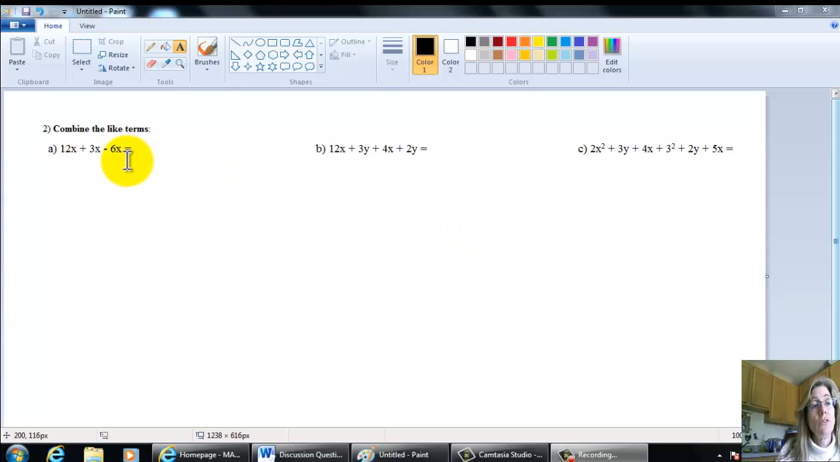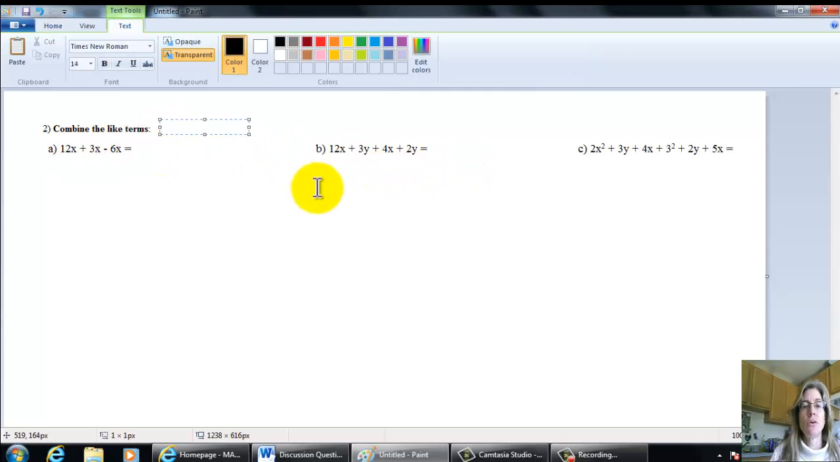Okay, this is question 2 for discussion week 7 on the web in the discussion section, not the worksheet. Okay, so combining these like terms, we're just going to combine like terms to simplify the expression.